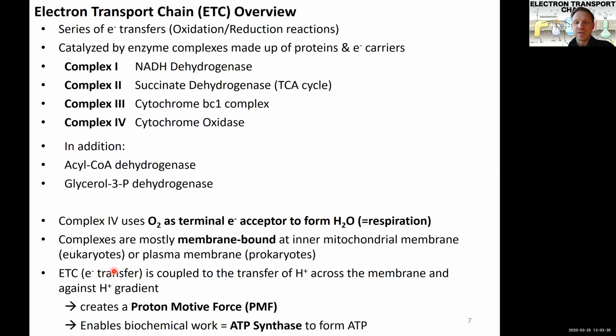And ultimately, doing this, pushing these protons across the membrane, this will create what we call a proton motive force, or PMF. We'll see a little bit later how this works. But this proton motive force, actually the release of this energy, this is what enables our biochemical work. And here for our ATP production, this biochemical work is the ATP synthase that actually forms ATP from ADP.